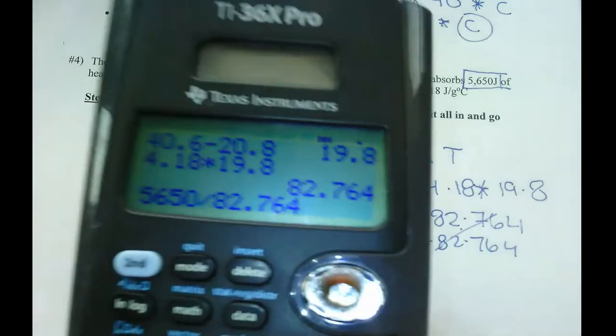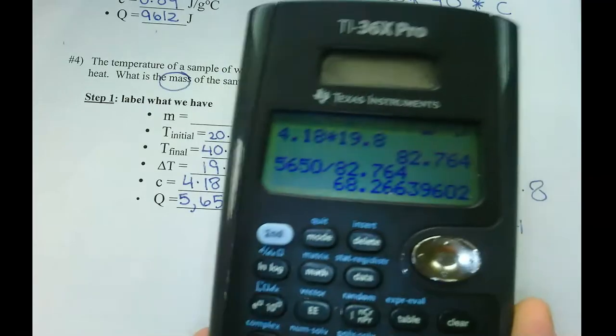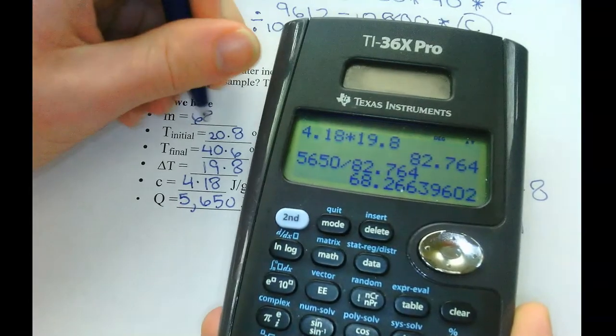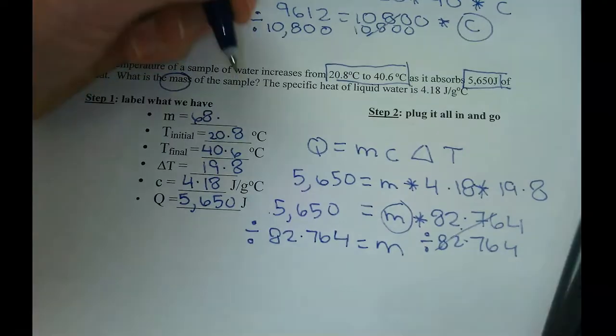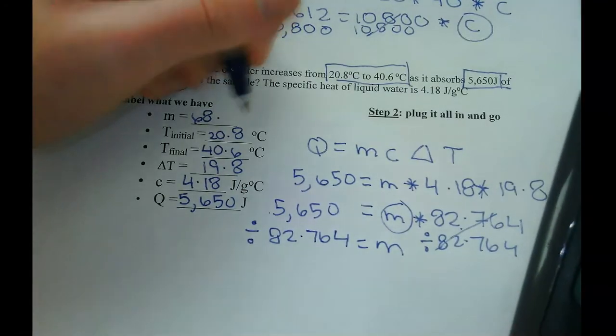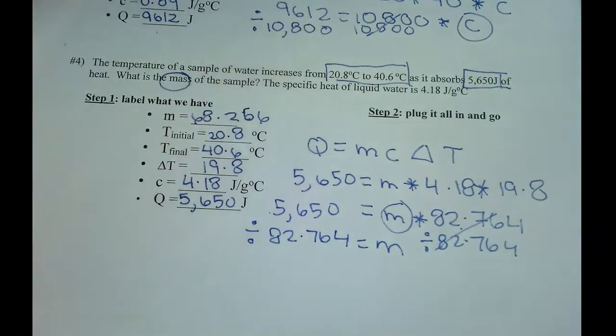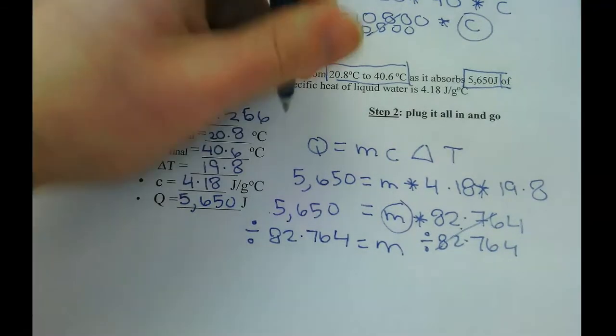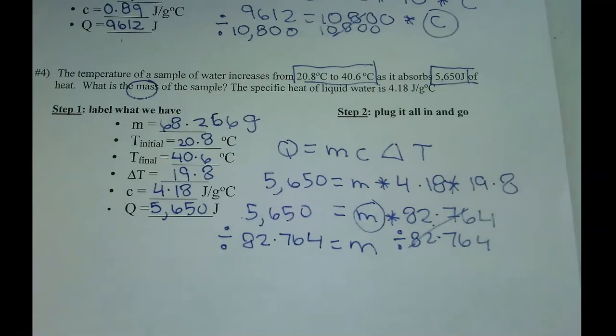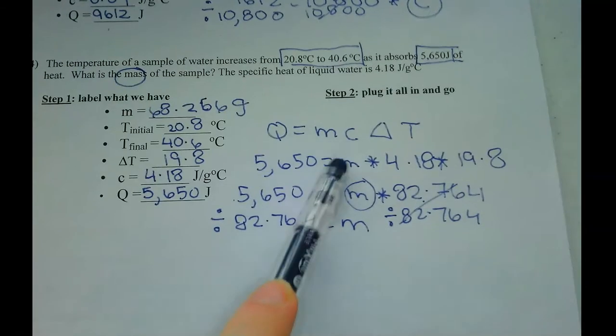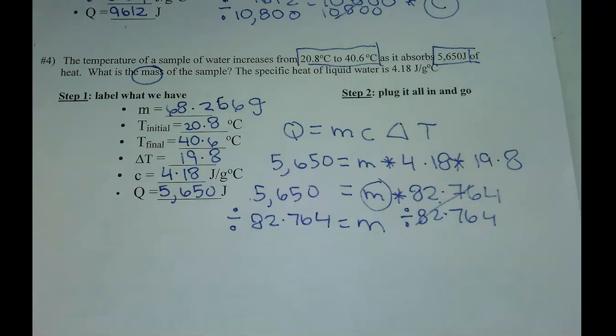Okay? And so I got a mass of 68.266 grams. And you can use that trick, like I said, to plug that in and make sure your answer is correct. All right, so that is solving for specific heats. Great job, and let's practice with our homework.